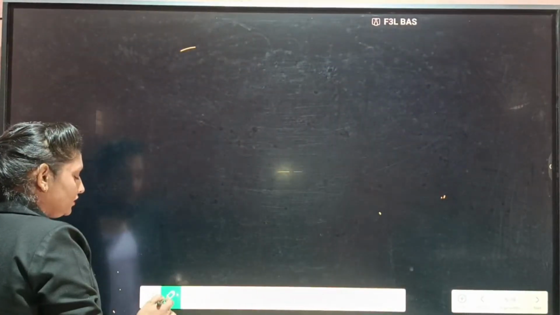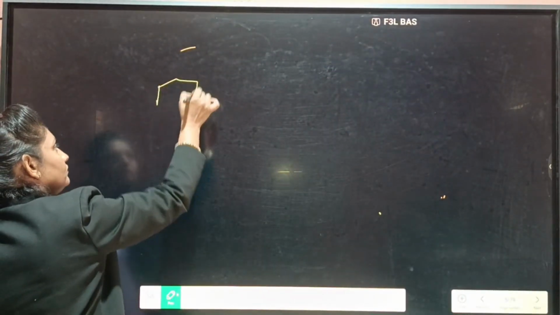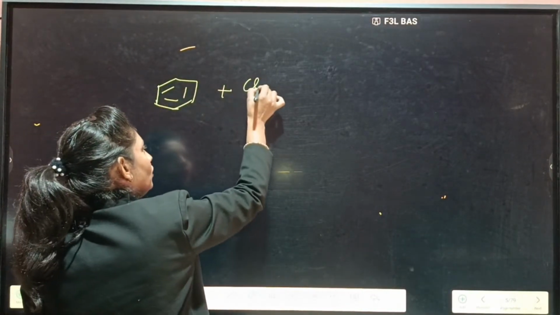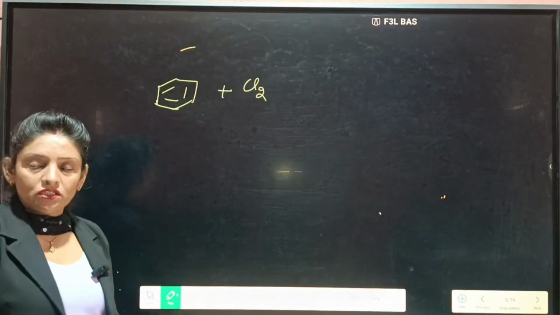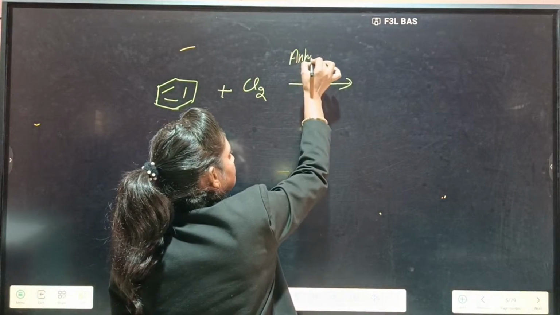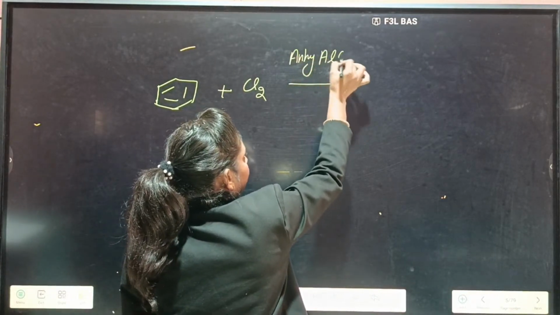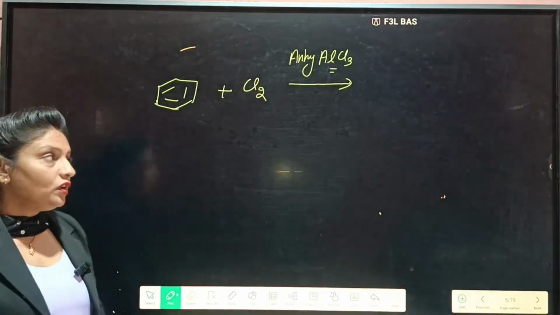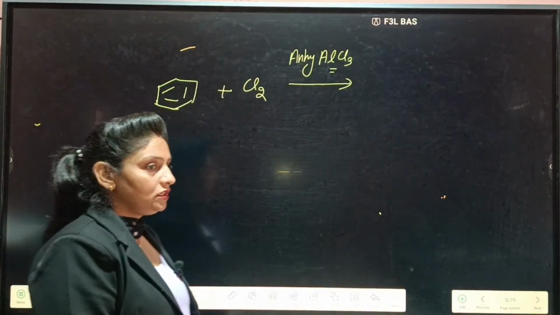if you write the same reaction, benzene you are having, and you want to do chlorination. This reaction you will do in the presence of anhydrous AlCl3. Anhydrous AlCl3. So an electrophilic substitution reaction takes place.